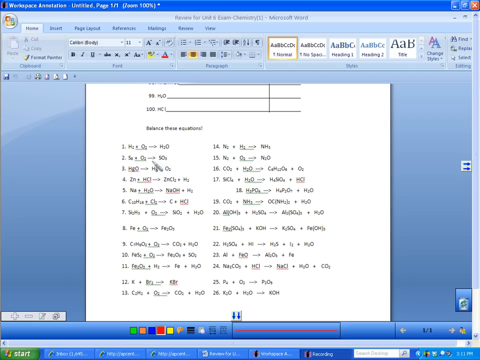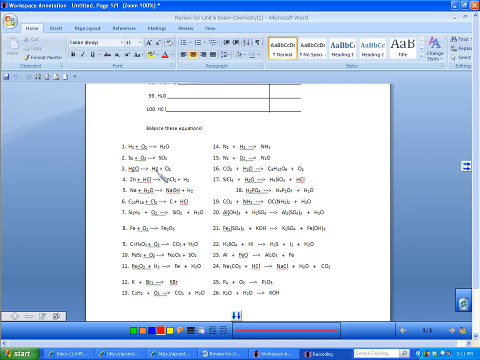The second one says S8 plus O2 gives me SO3. Well, I have an 8 here, so if I have 8 sulfurs there, I need 8 here. 8 times 3 tells me I need 24 oxygens. If I need 24 oxygens, then I need 12 here, because 12 times 2 gives me 24 oxygens. And then it's balanced.